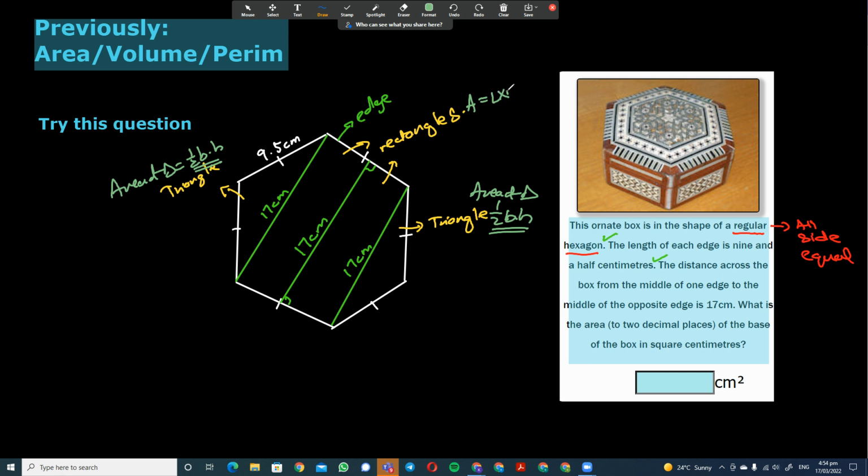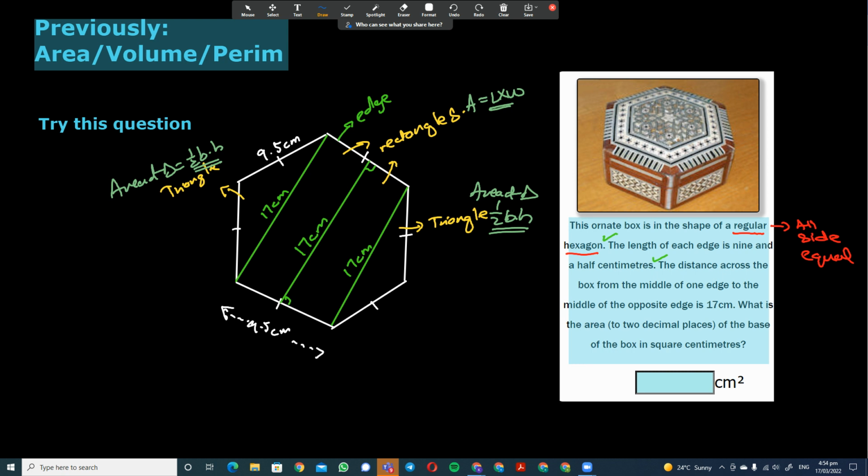Length times width, right? We've got two of them. Now, looking at this shape here, I know that this is 9.5 and I know this is 17. I also know if this is 9.5, then obviously if the sides are equal, then this must also be 9.5 centimeters over here.